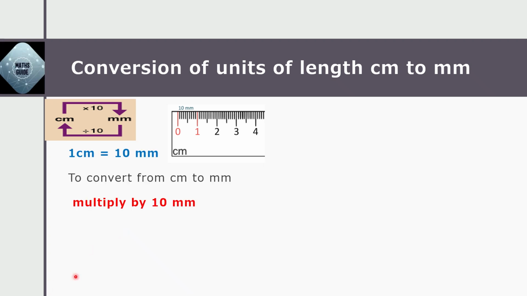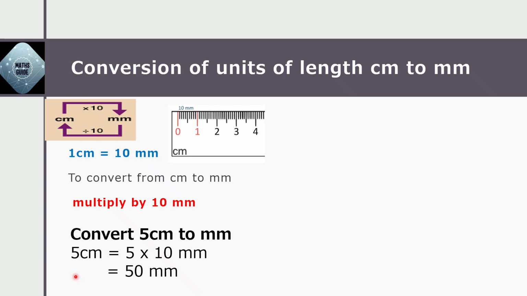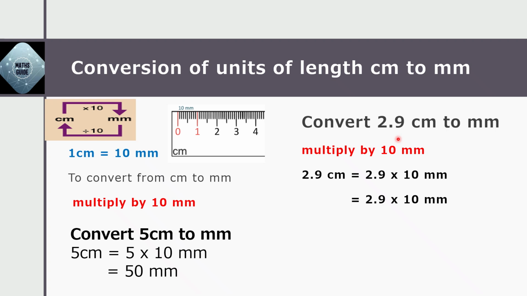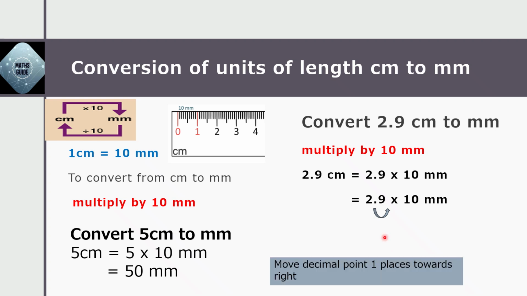Now look at this example. Convert 5 centimeter to millimeter. To convert from centimeter to millimeters, just simply multiply by 10 and we get 50 millimeters. Another example, which is a decimal number, we will move the decimal point 1 place towards right to get to the answer, and the answer is 29 millimeters.